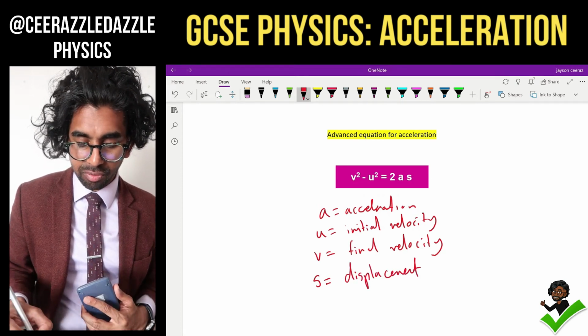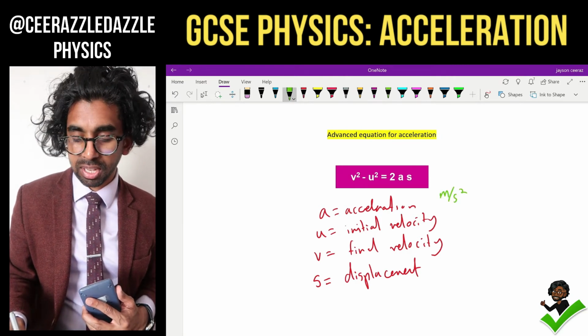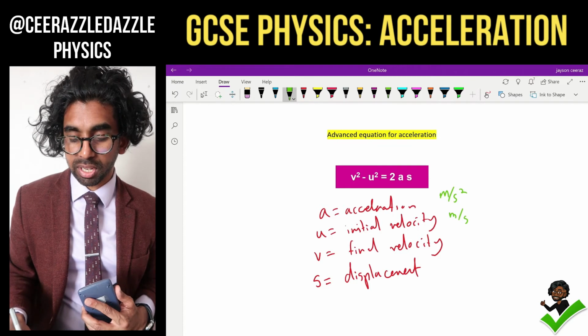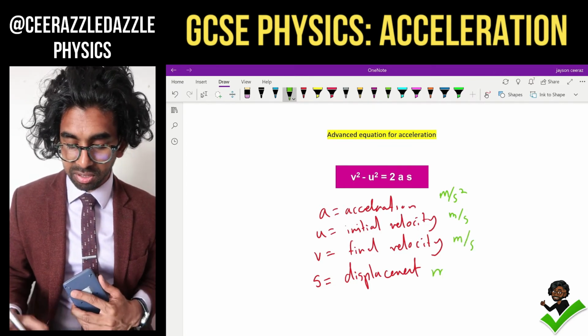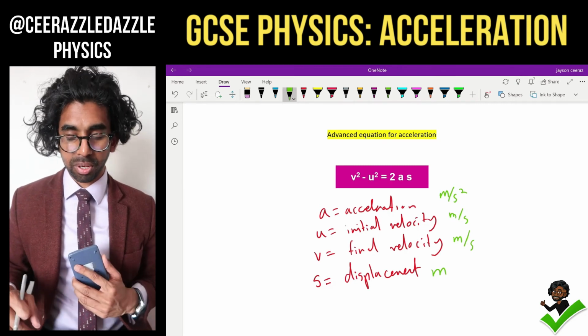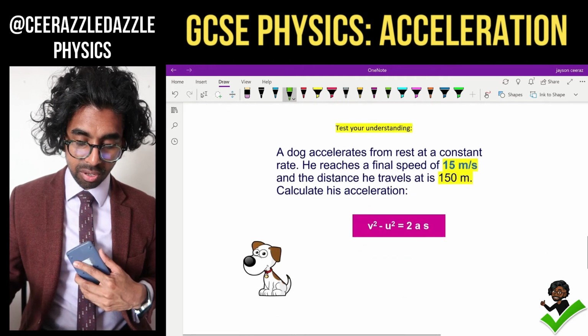And let's do the units of them. Acceleration we know is meters per second squared. Initial velocity, meters per second. Final velocity, meters per second. Displacement, it's length, it's meters. So now we have a new formula. Right, let's test our understanding about using this new formula. Test your understanding.